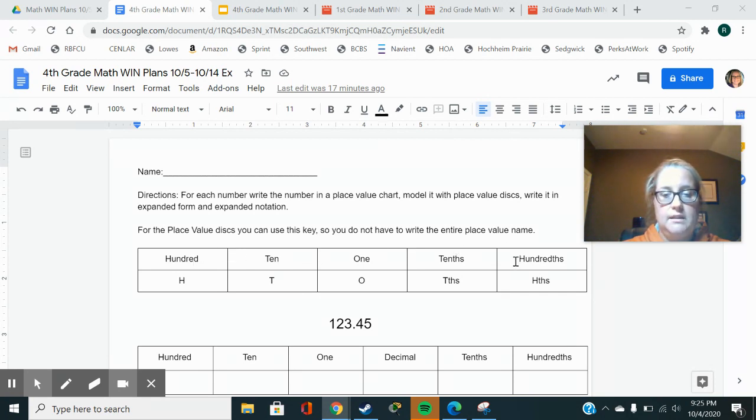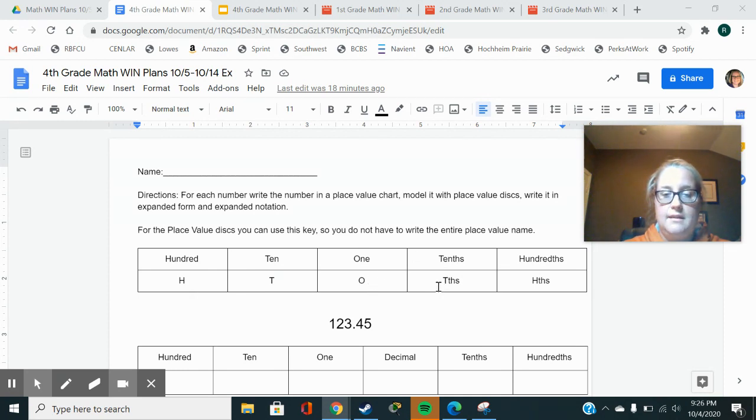And I know that can take a lot of time. So instead, we're going to use this key so you don't have to write the name. If you are wanting to write 100, you're just going to put an H. If it's for 10, you're going to put a T. If it's for 1, you're going to put an O.